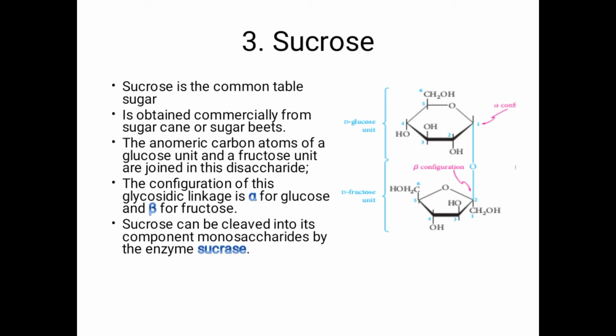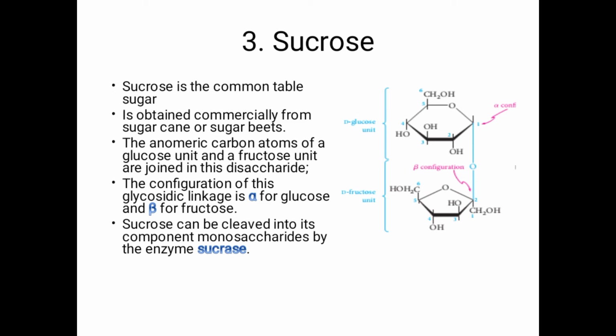Okay, so sucrose, what is this sucrose? Sucrose is the common table sugar. It is obtained commercially from sugar cane or sugar beets. If you see the linkage between maltose, lactose and sucrose, there is a difference. In maltose and lactose, the linkage is a 1,4 linkage, while in sucrose there is a 1,2 linkage.